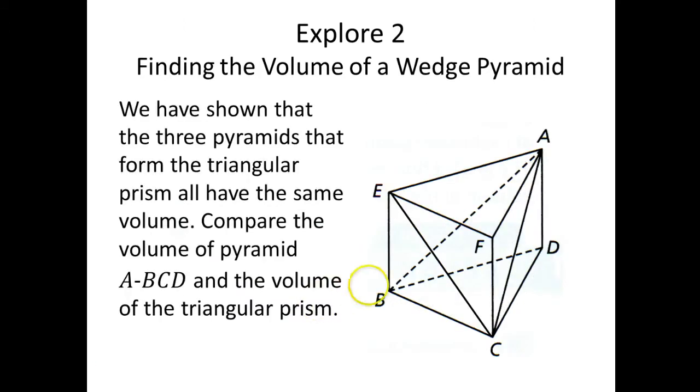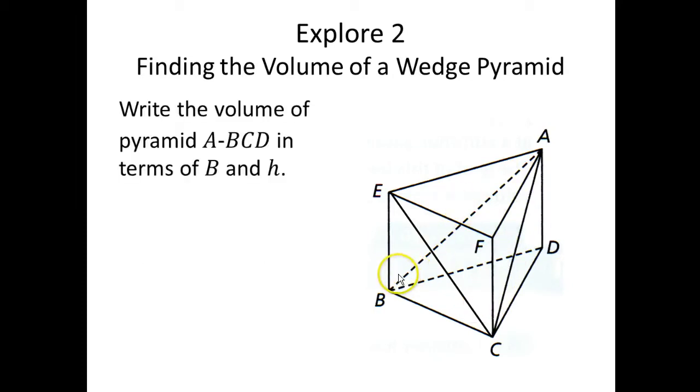So what we've just shown is that by forming this triangular prism, we've essentially formed three pyramids that have equal volumes. So basically what we're going to do now is compare the volume of our wedge pyramid that we're trying to find a formula for and the volume of the triangular prism as a whole. The first thing we're going to do is write the volume of the pyramid ABCD, the original wedge pyramid, in terms of B and H.